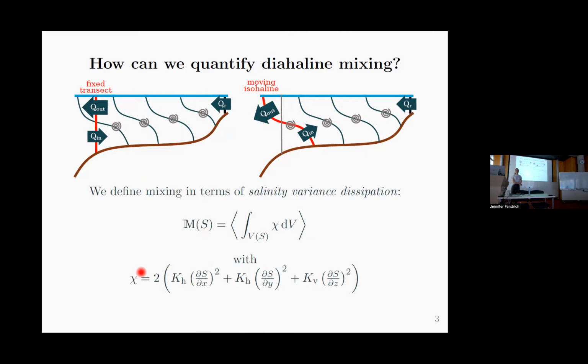It's weird actually saying it in English. Chi, that's why it sounded weird, thanks. We have it defined here with the diffusivity in X and Y direction, so the horizontal and the vertical diffusivity. And you can see that the salinity plays an important role again.